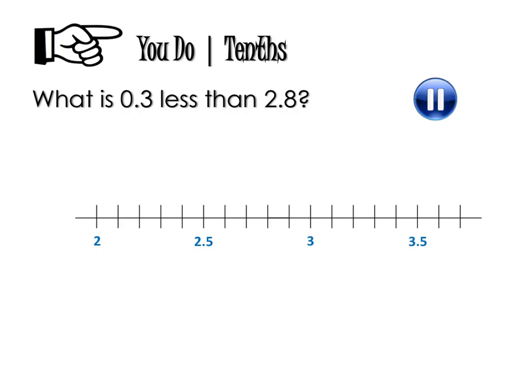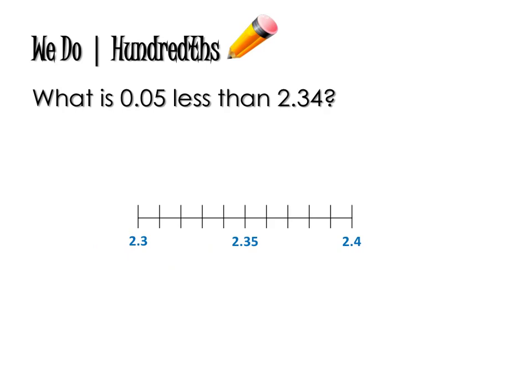So let's locate 2.8. 2.8 is here. I want 0.3 or 3 tenths less than 2.8. So I'll move 3 down, 1, 2, 3, and that will give me 2.5. So 0.3 less than 2.8 is 2.5. Did you get it correct? Let's do this question together.